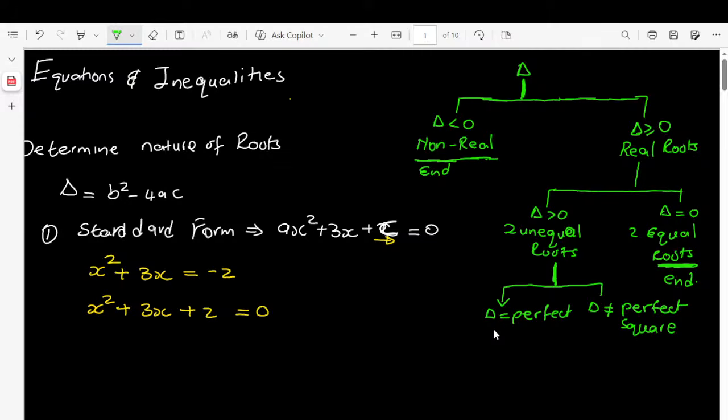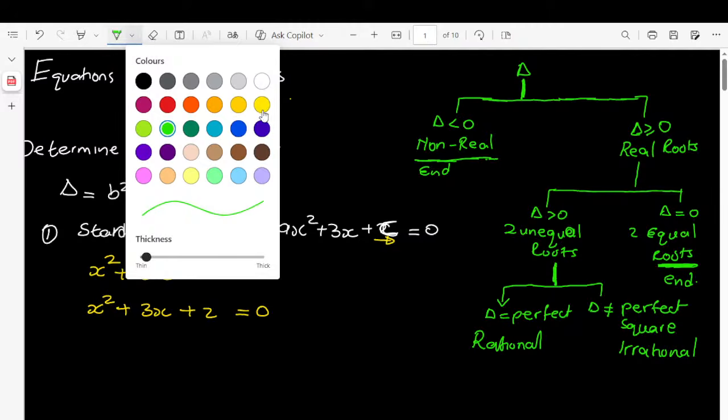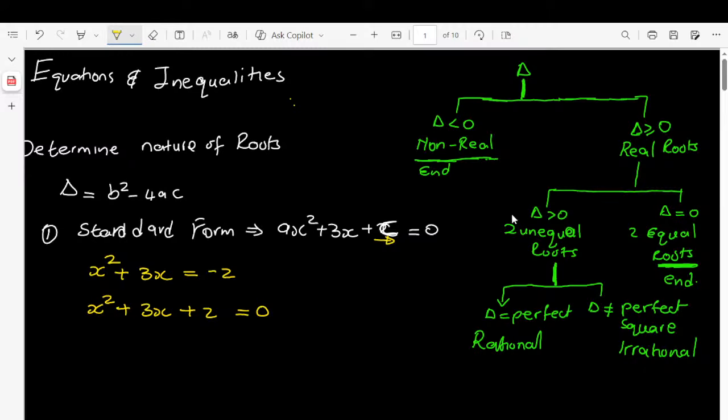So if the discriminant is a perfect square, this will be rational, and if the discriminant is not a perfect square, this will be irrational. The nature of the roots will be irrational. Rational roots, irrational roots. So guys, I'm going to explain this, don't worry, as we keep doing examples. For now, I just wanted to put up the map. Let me show you how this map works. If you understand the map, you're going to get most of these questions right.